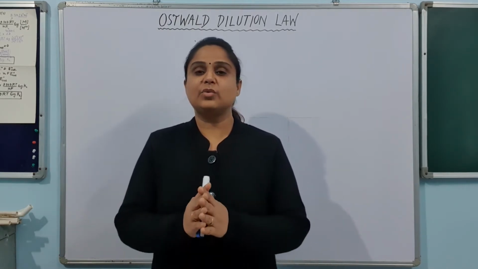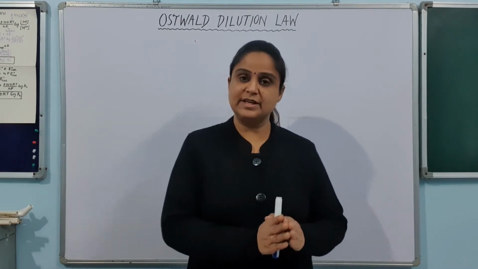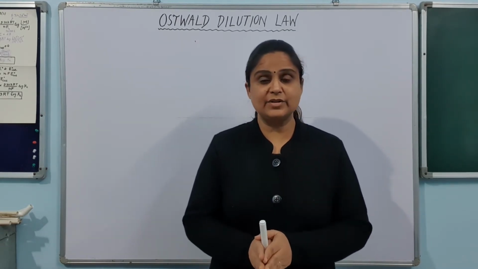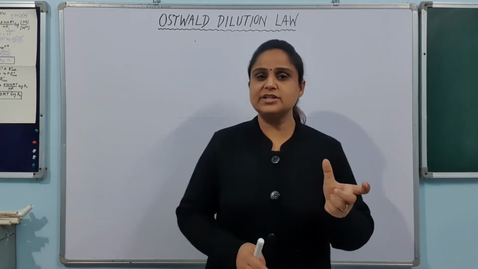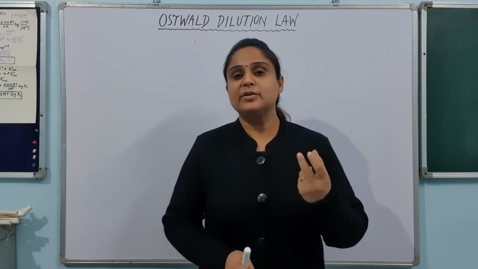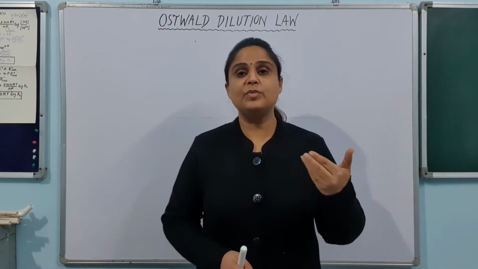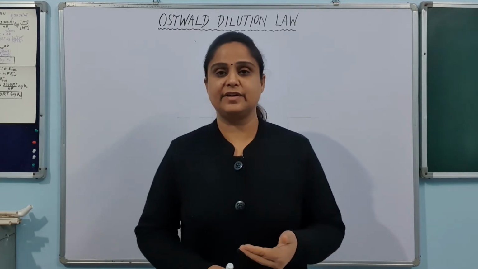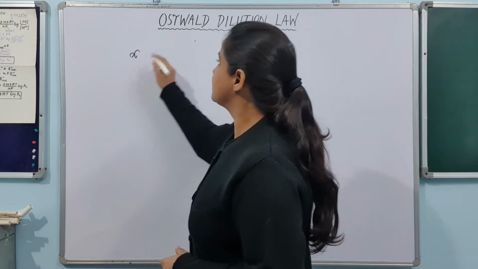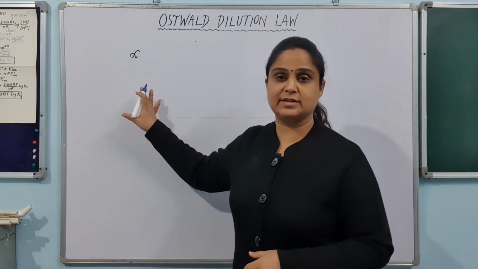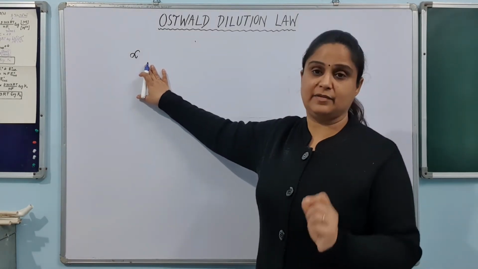We have divided all the electrolytes into two categories. Strong electrolytes dissociate almost completely. Weak electrolytes dissociate to a very small extent. That dissociation part we better define in terms of degree of dissociation, that is, how much it is dissociated. Why am I telling you this here? Because in Oswald dilution law we will use this term called degree of dissociation. Degree of dissociation is expressed by alpha.